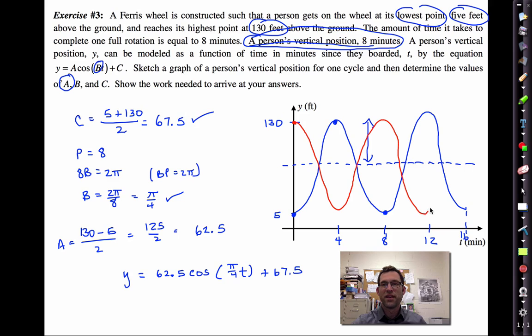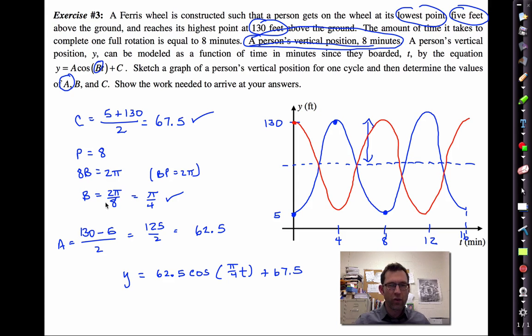Oh, that did not work exactly the way I wanted. But you'd see something like that. It would have the right midline. It would have the right amplitude. It would have the right period, but it wouldn't be correct. It would have the person bordering at the maximum height, which granted could be kind of cool on a Ferris wheel. Not really. But it wouldn't be correct.